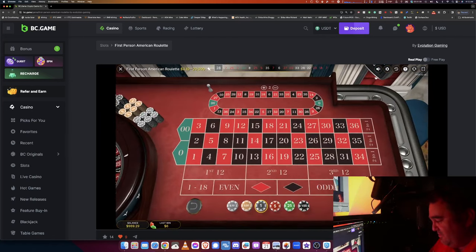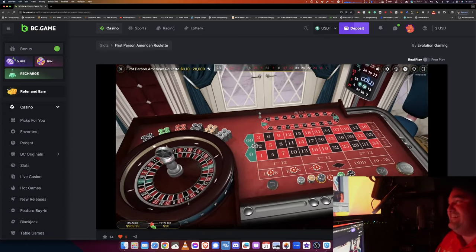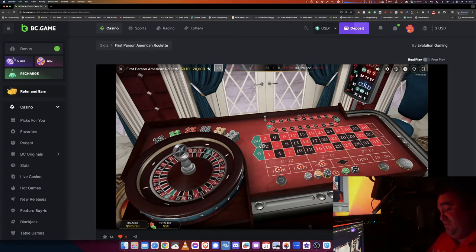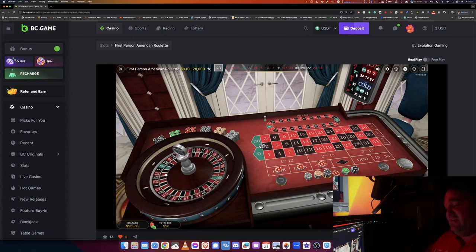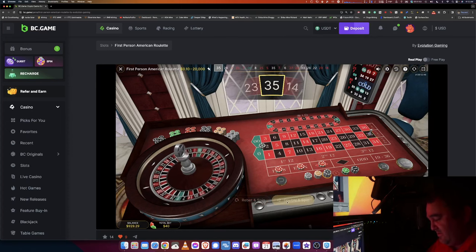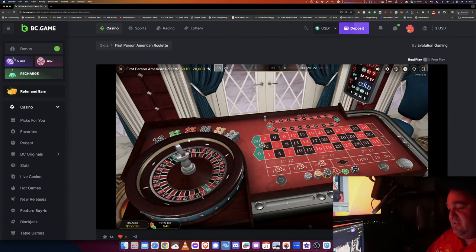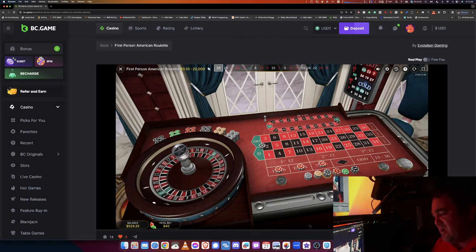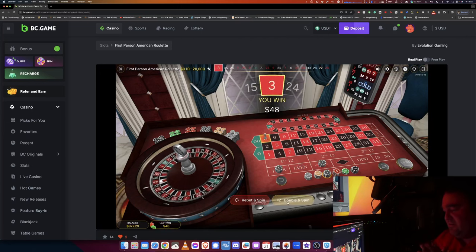Essentially, what I'll do, I'll hit rebet here. All I need to win is I'd love a 0, double 0, or a 2. Or I'd love all three of those left bets to win. And look, we didn't get either of those two things. So I'll double and spin. We're playing on a simulator. Come on, simulator. Give me what I want. 3. Well, that's good. $48.